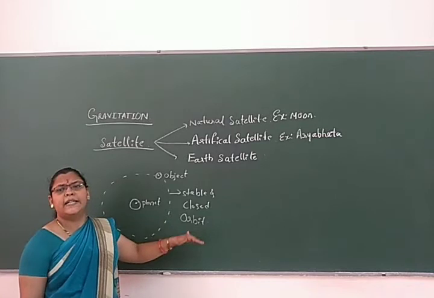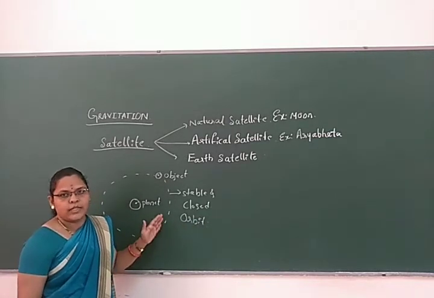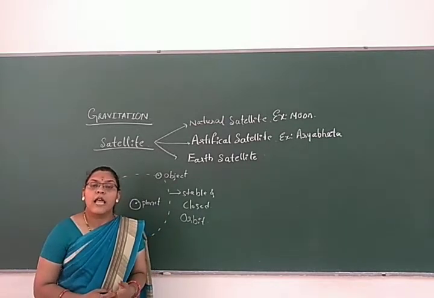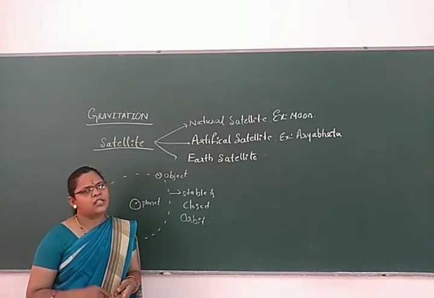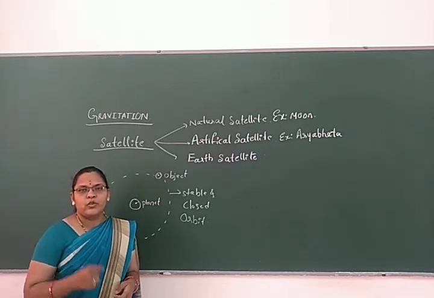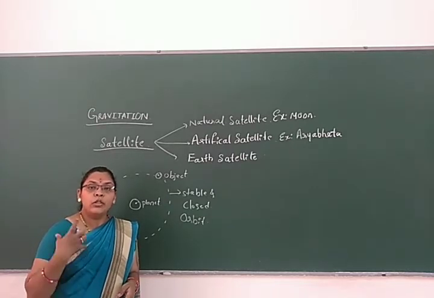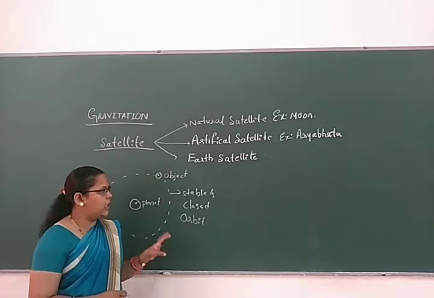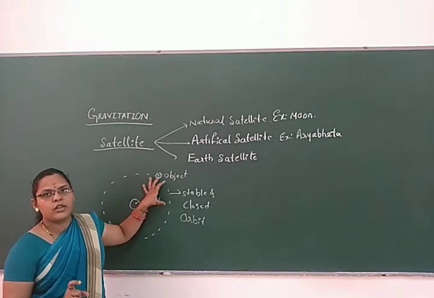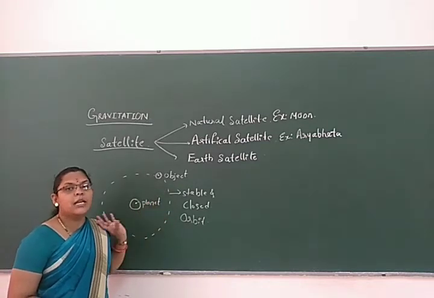Or else we can say it is a speed also. We have studied in a previous class escape velocity, which is also called escape speed. When it has that velocity, it is possible to do the required function. Similarly here, a satellite is an object which is revolving around the planet in a closed and stable orbit.